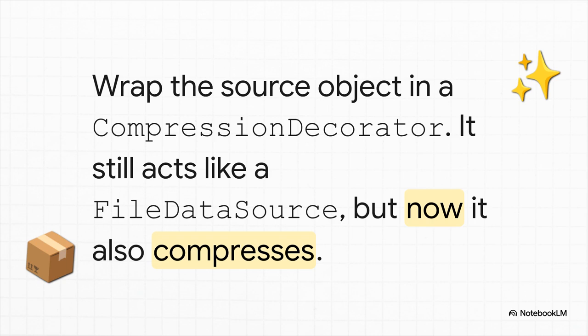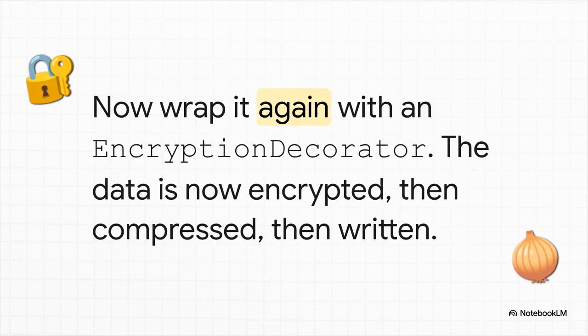Now, the really cool part is that from the outside, this new source object still looks and acts exactly like a file data source. But now, when you call its writeData method, it secretly compresses the data first before passing it along to the original object it's wrapping. And this is where the magic really happens. You can wrap a wrapper.